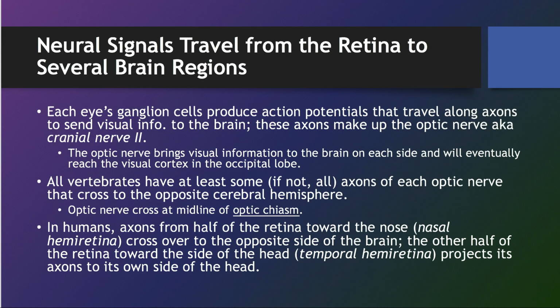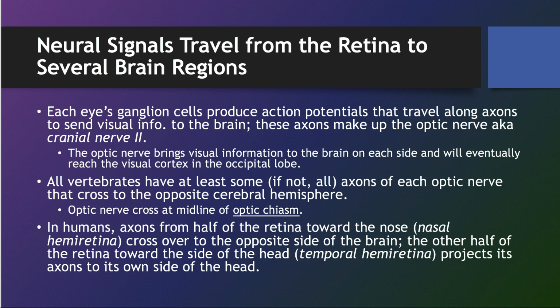Neural signals travel from the retina to several brain regions. Each eye's ganglion cells produce action potentials that travel along axons to send visual information to the brain. These axons make up the optic nerve, also known as cranial nerve 2. The optic nerve brings visual information to the brain on each side and will eventually reach the visual cortex in the occipital lobe.